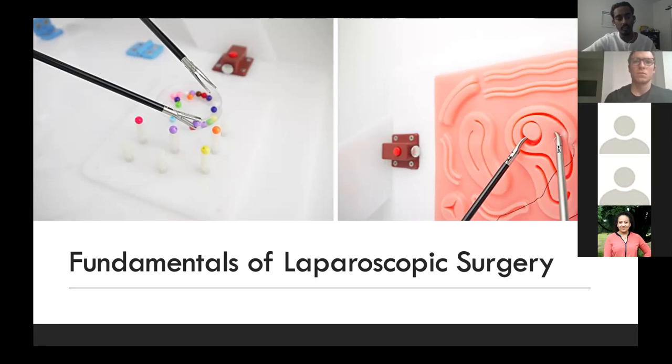And I think Dr. Raish will talk a little bit about the value of this. As much as you may feel that you're not going to be playing around with beads in someone's abdomen, the skills are very transferable.